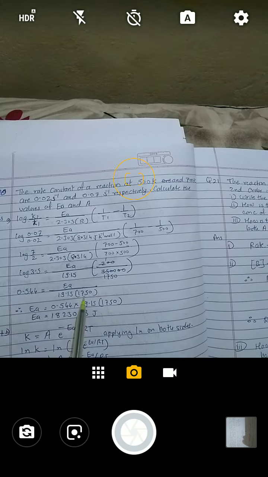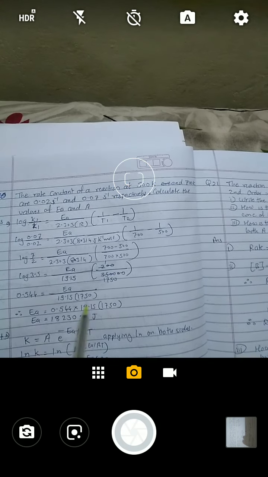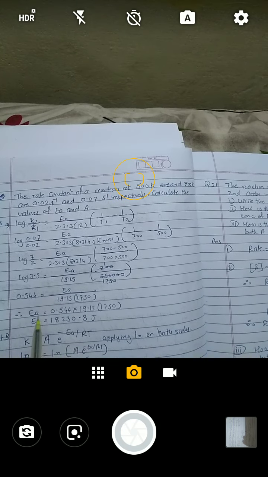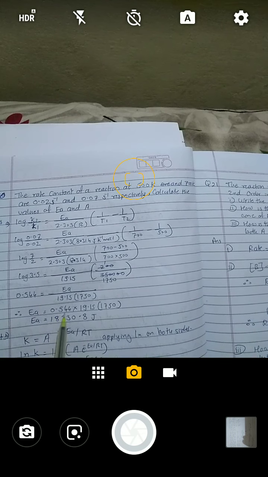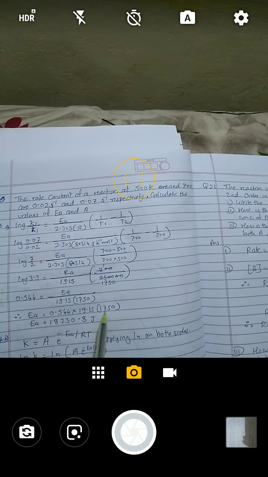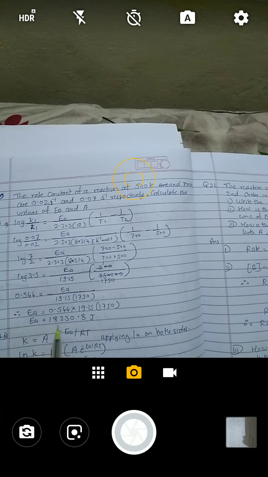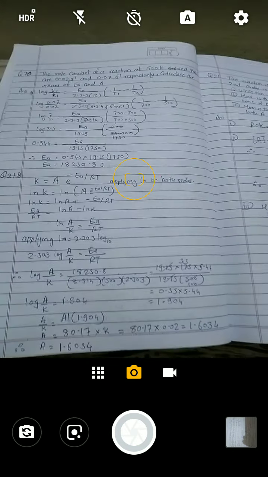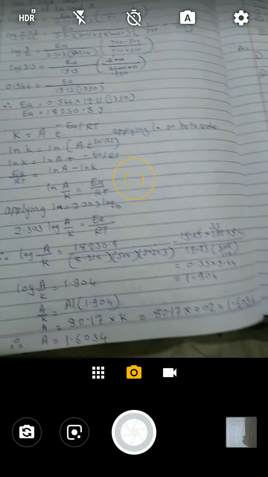Then if I multiply 19.15 into 1750, I will get the activation energy EA is equal to 0.544 into 19.15 into 1750, that is coming out to be activation energy equal to 18230.8 joules. This is the activation energy. Now I have to calculate the A value. So how to calculate the A value?